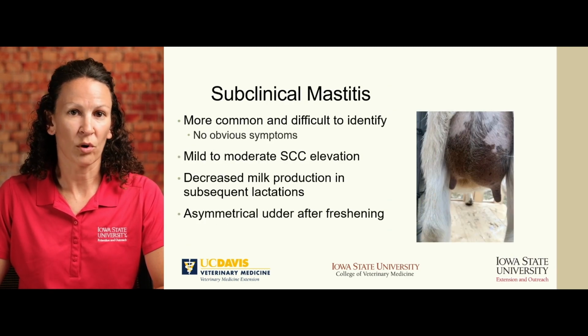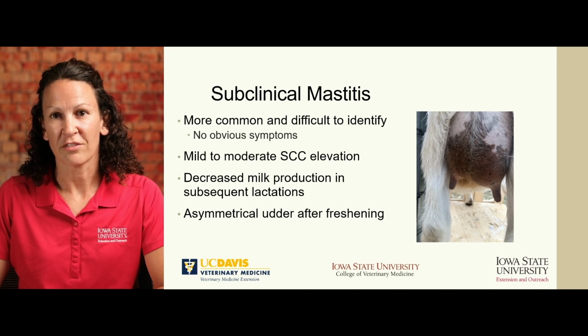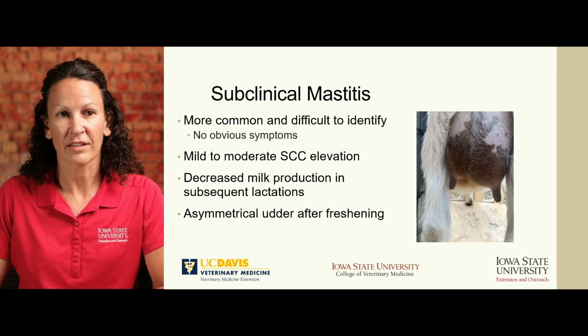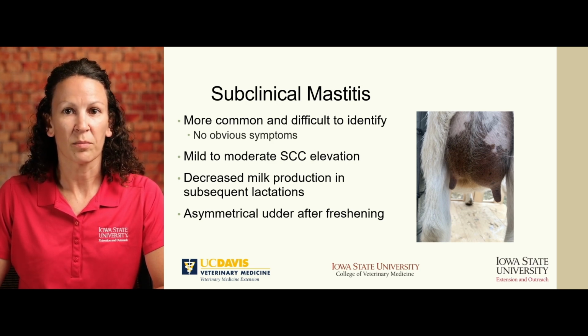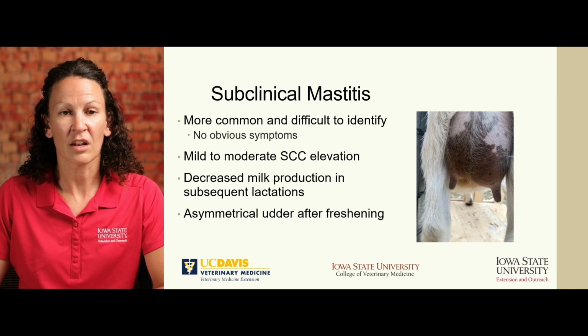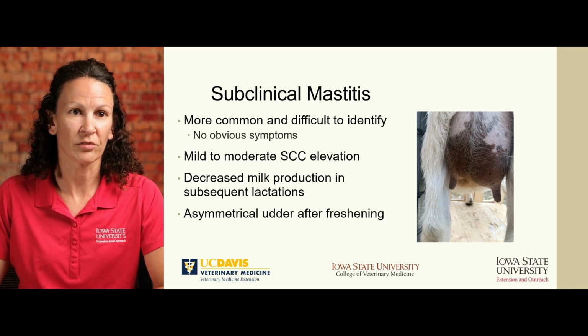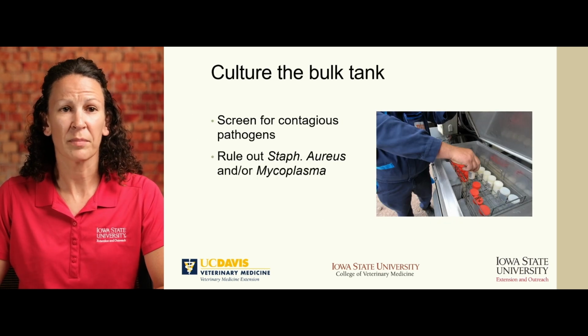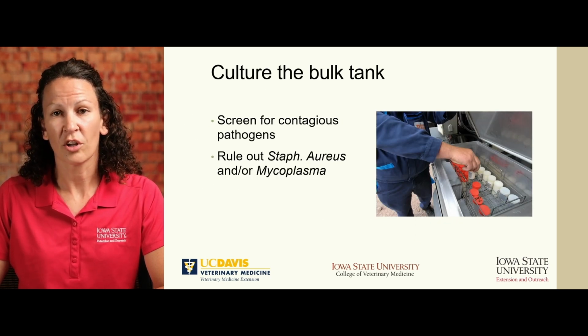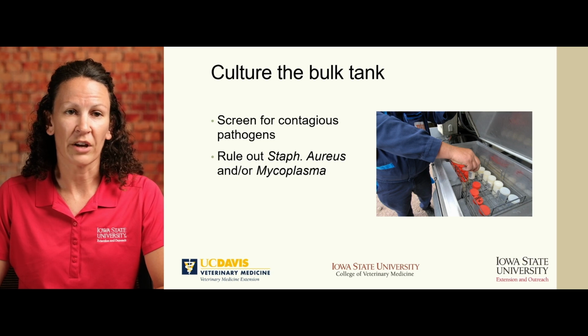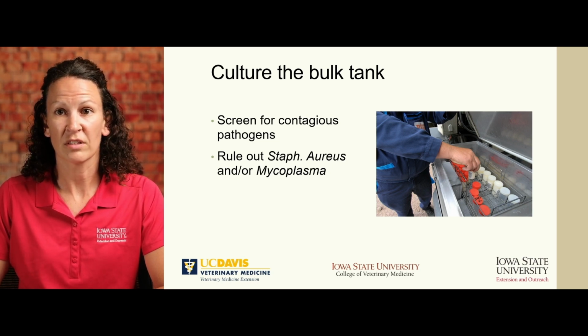Subclinical mastitis is more common, but more difficult to identify as the signs and symptoms are less obvious. The somatic cell count becomes slightly to moderately elevated. You see decreased milk production in subsequent lactations, and often the doe has an asymmetrical or unbalanced udder after freshening. A good first step in managing mastitis is to culture the bulk tank. This will help rule out contagious pathogens, and in particular those highly contagious pathogens like Staph aureus and Mycoplasma.